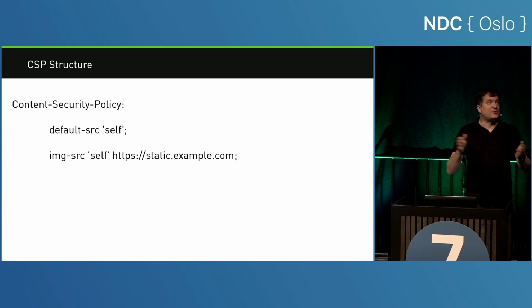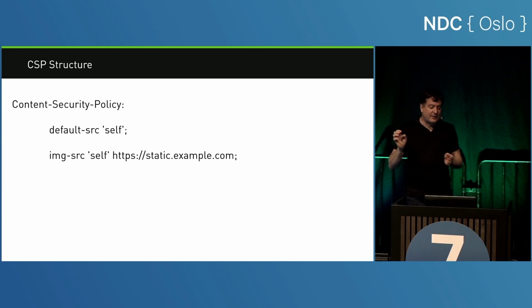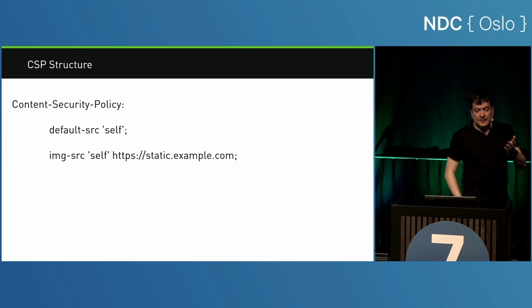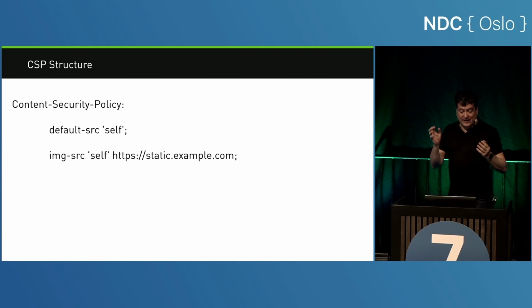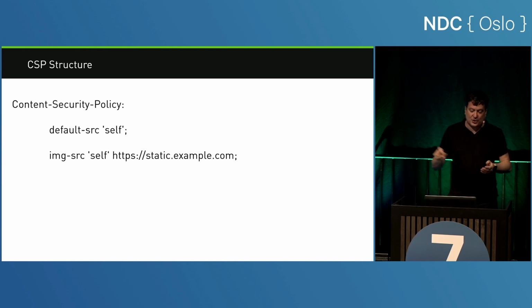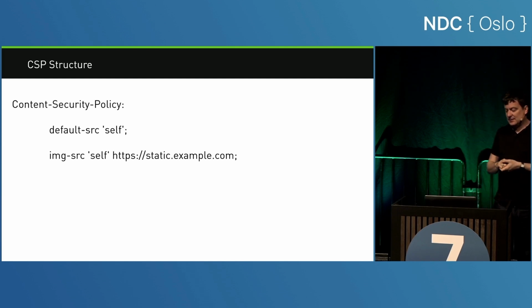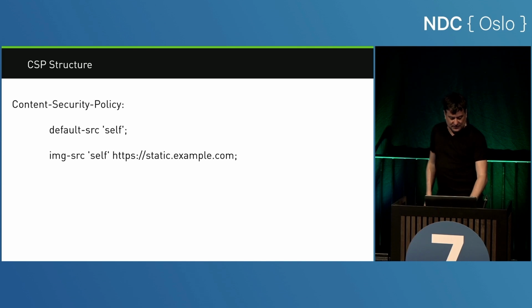Default-src applies to any kind of resource, but for specific types of resources, you can have specific directives. For instance, here is the img-src directive. And I don't think you need much fantasy to find out what that is referring to. So if you load images on your page, now you can only load them from self and from https static.example.com, right? So this is really content security policy in a nutshell.